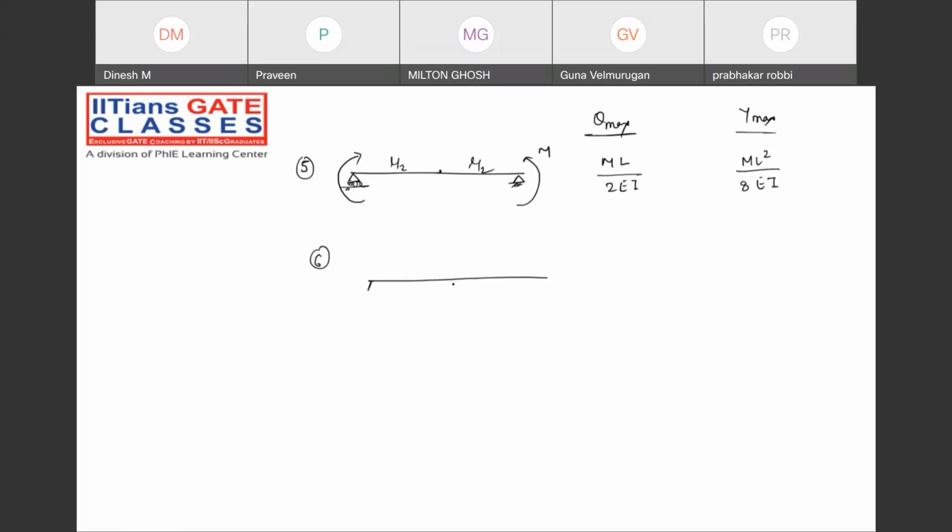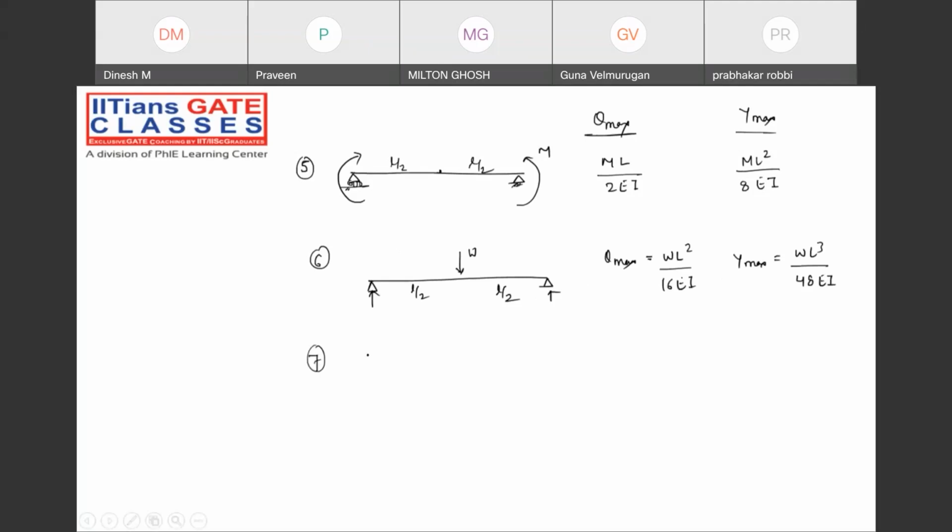Simply supported beam subjected to point load at the middle section of the beam, where theta maximum will be WL square divided by 16EI, and Y maximum will be WL cube divided by 48EI. Very, very important, note down.